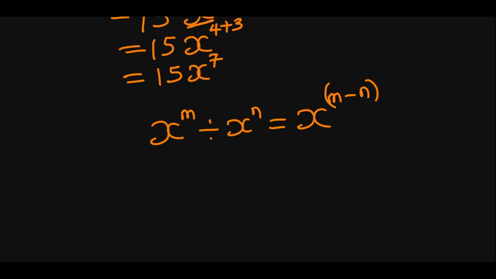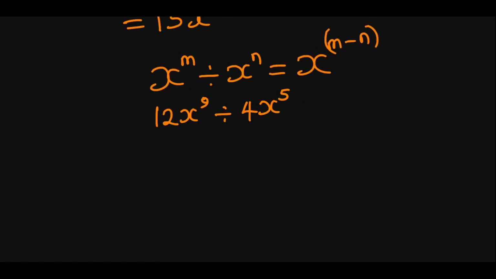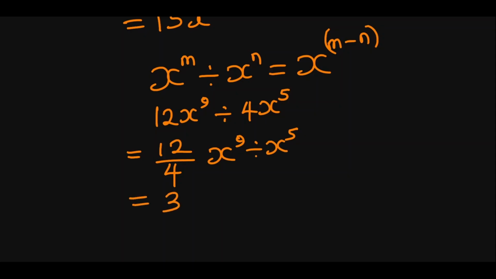So let's take an example. Now look at this example. 12x raised to power 9 divided by 4x raised to power 5. In this case, reference to lesson 4 again, we divide the numbers first. 12 divided by 4 gives us 3. Then we have x raised to power 9 divided by x raised to power 5. Now if we want to apply the law, it is telling us that this will be x raised to power 9 minus 5. So the answer now becomes 3x raised to power 4.